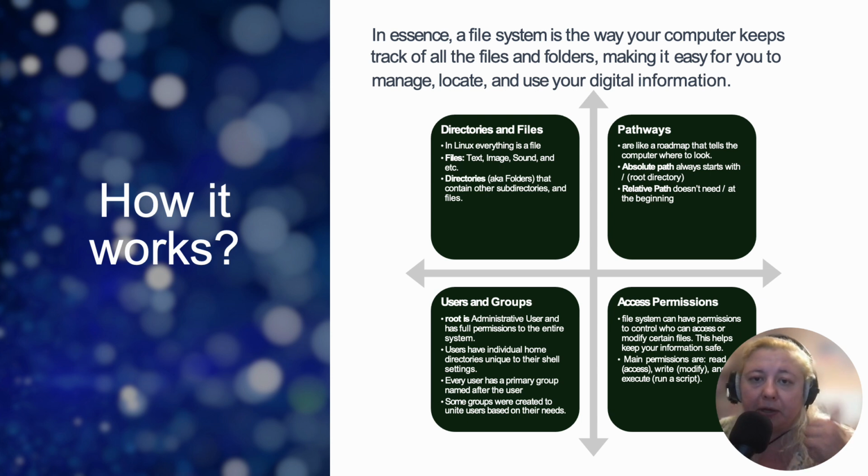The main permissions are read, to have access. You see R for read. Write, you see W, right? It means modify. And execute. Execute, you see as an X permission, X letter, and it means to run a script. If it's not just a regular text file or directory, if it's a program that needs to be run.